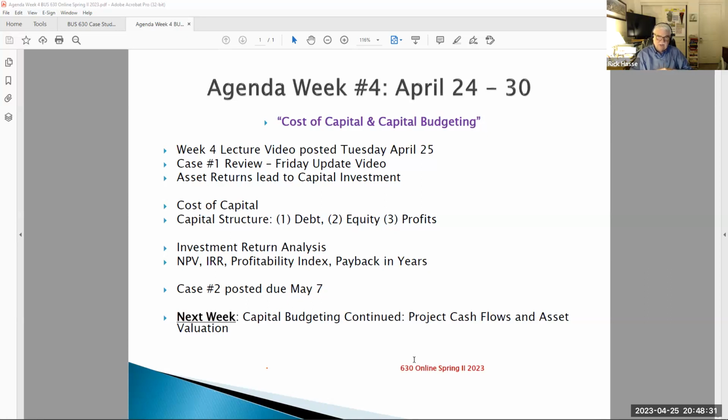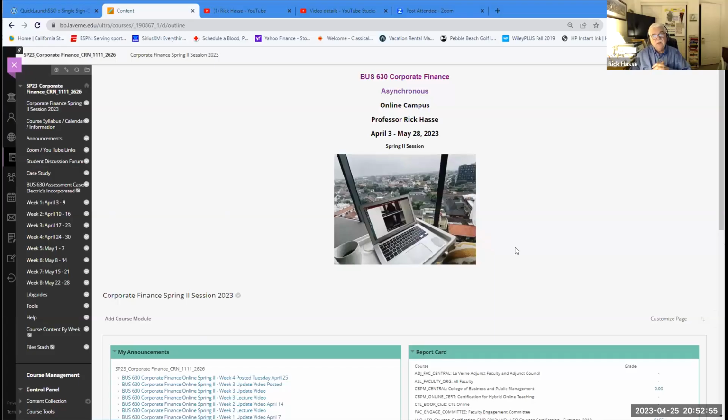So let's take a look at our Blackboard and see where everything is this week as we begin our study of capital budgeting. Okay, here's our Blackboard. I'm sure now that we're in the 4th week or the halfway point of our class, you're beginning to get used to it. Any questions or concerns, please feel free to let me know.